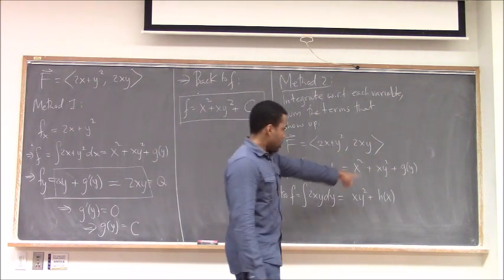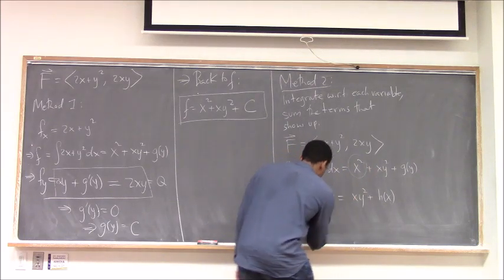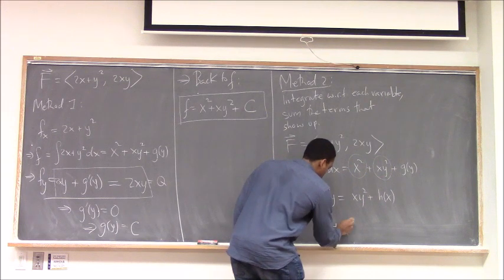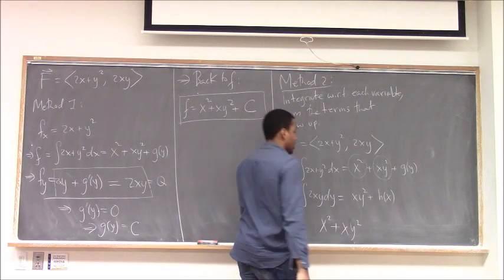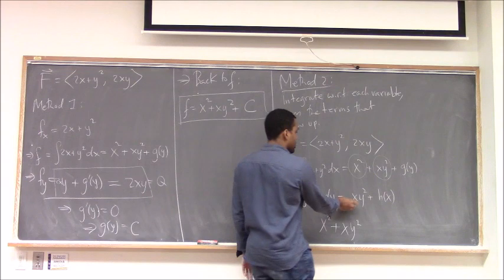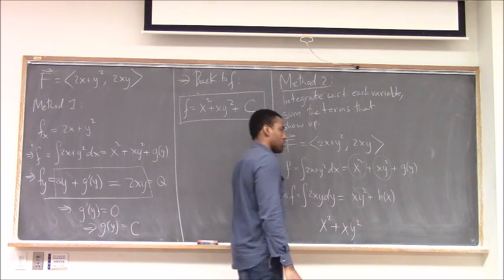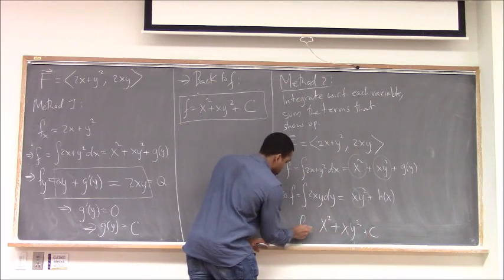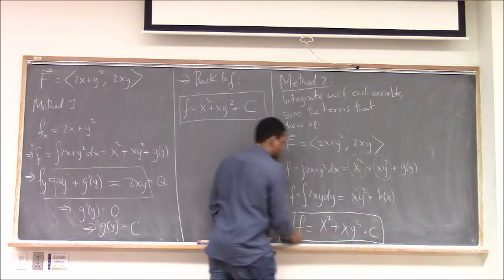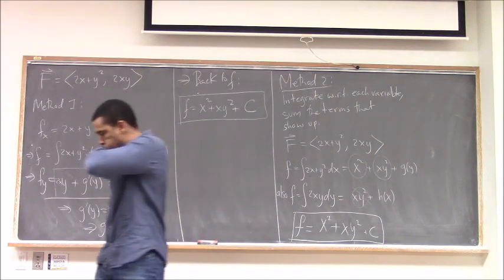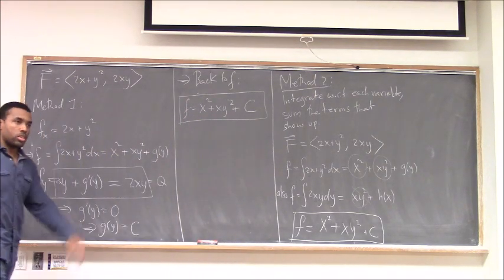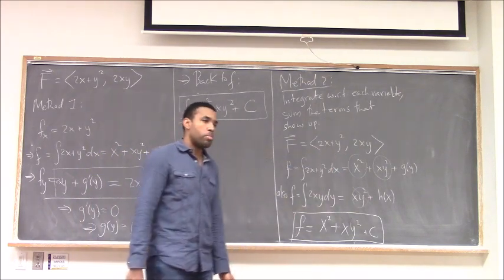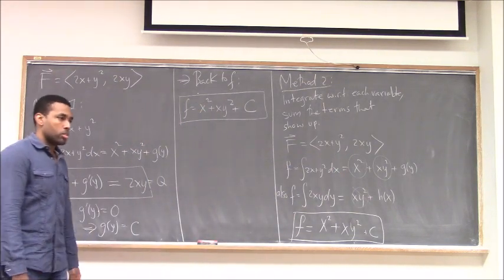Look at all the guys that showed up. There's an x squared, so I write that down. Plus, there's an xy squared, so I write that down. Here's an xy squared, but that's just a repeat, so I don't have to write that down. Add a plus c, and that's your f. So you just integrate the first component with respect to x, the second component with respect to y, write down all the guys that show up, and that's going to be your potential function.